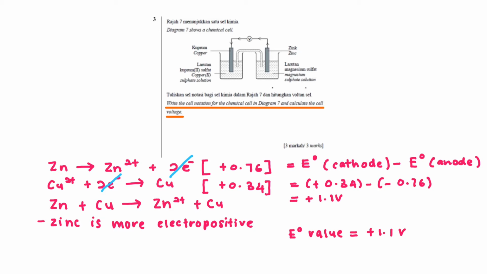For explanation calculation, zinc is more positive, so it will undergo oxidation. Zinc is a stronger reducing agent. Zinc will become negative terminal, which is anode. To calculate cell voltage, we can use the formula E cell equals E positive terminal minus E negative terminal. By referring to the value of each metal on the standard electrode potential series, the E naught of the cell is 1.1 volt.